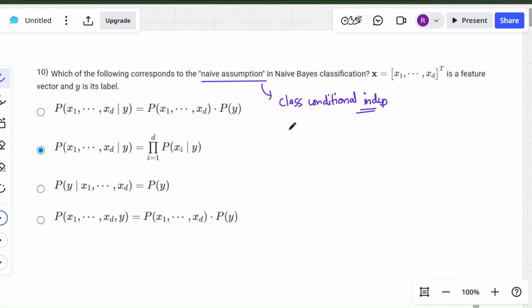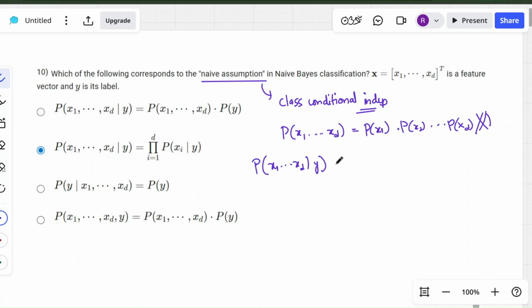It doesn't say that p of x1 up to xd is equal to p of x1 times p of x2 up to p of xd. This is not what it says. It says that the probability of x1 up to xd given the y is the same as the probability of x1 given y, and so on, probability of xd given y. This is called class conditional independence, right?